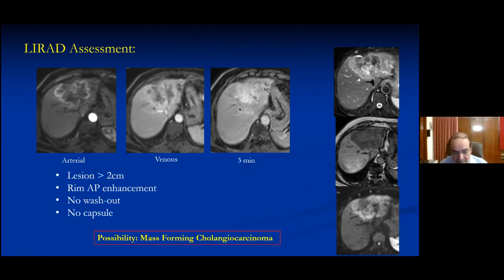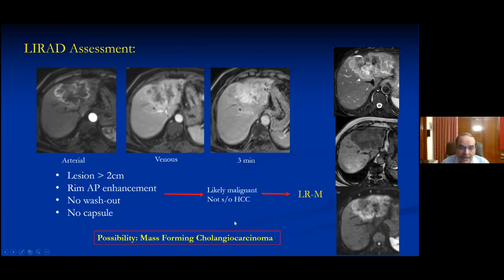It's larger than 2 centimeters, shows you rim enhancement, does not show washout, there is no capsule, there is subtle biliary dilatation, and there is some delayed enhancement. This on LIRAD is classified as an LRM. It is likely to be malignant, but is not suggestive of HCC, and this is likely to be a mass-forming cholangiocarcinoma. Why is it so important? Because you know that this patient, if you're working in a transplant center, goes off the transplant list because transplants are not done for patients with mass-forming cholangiocarcinomas.